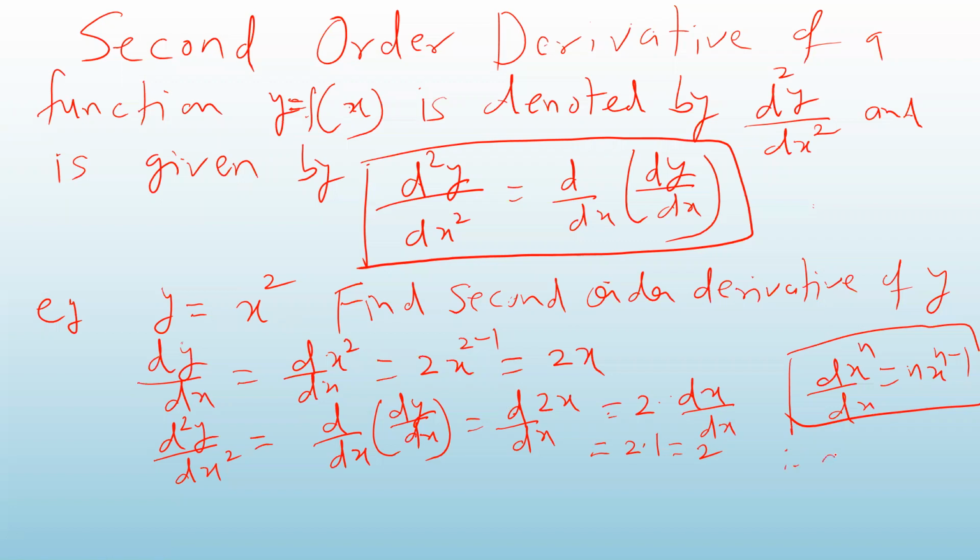Okay. So what we have got? The second order derivative of this function is equal to 2. I hope you have understood. Basically, to find the second order derivative, you first find the first order derivative. We have found the first order derivative, that is 2x. Again, you take the derivative of this first order. That will be the second order. So the derivative of the first order, that is the derivative of 2x, which is 2. So the second order derivative of this function x square is coming as 2. Okay. We'll take more examples to illustrate this.